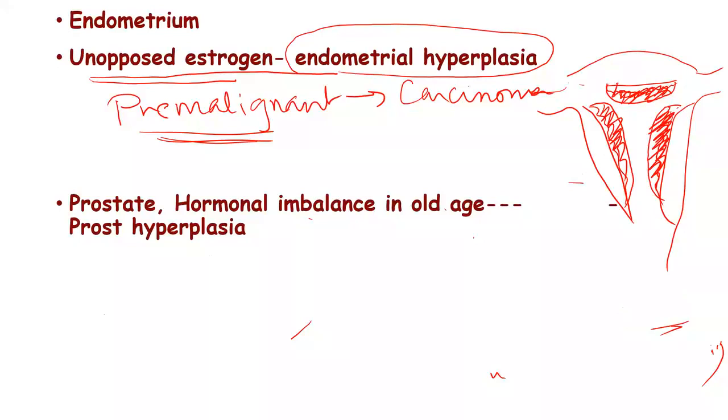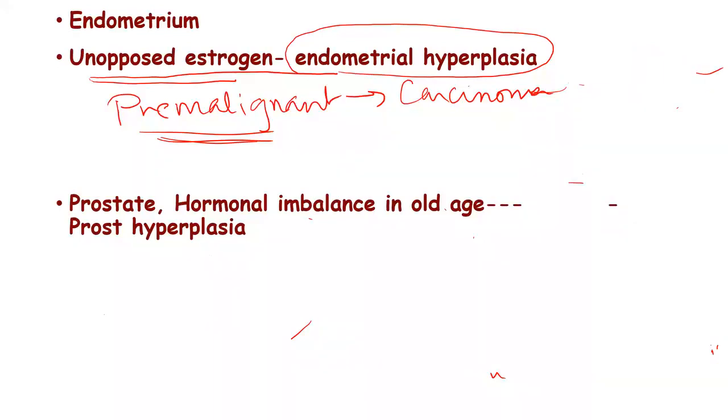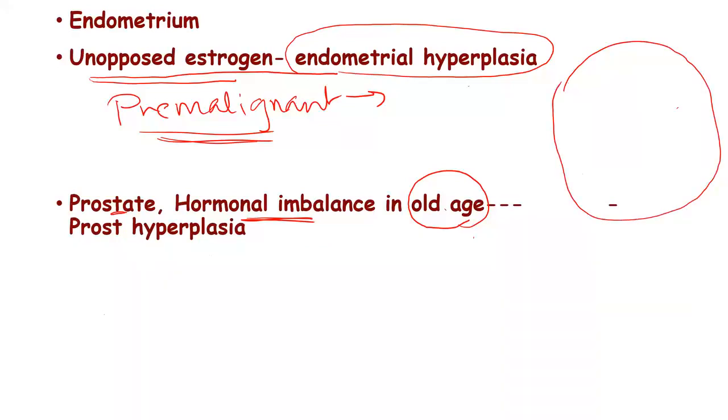Third lesion here, as we talked about the females and the endometrium, we have to talk about males. Okay? Not only females are affected by hyperplasia, but also males are affected by hyperplasia. What is the organ here affected in males by hyperplasia? It is the prostate. And the prostate is under hormonal effect. What happens in old age in males? They don't have menopause, but they have some hormonal imbalance in old age. This hormonal imbalance will lead to the proliferation of the prostatic glands.